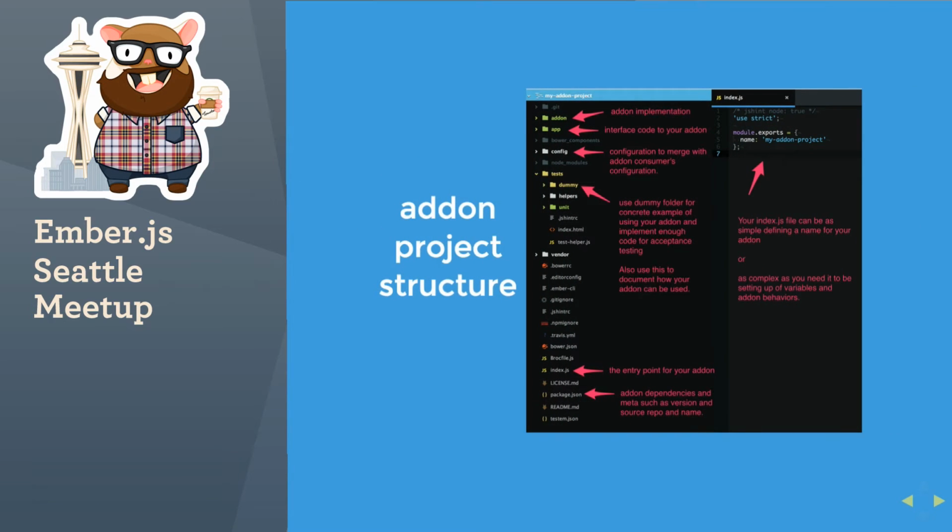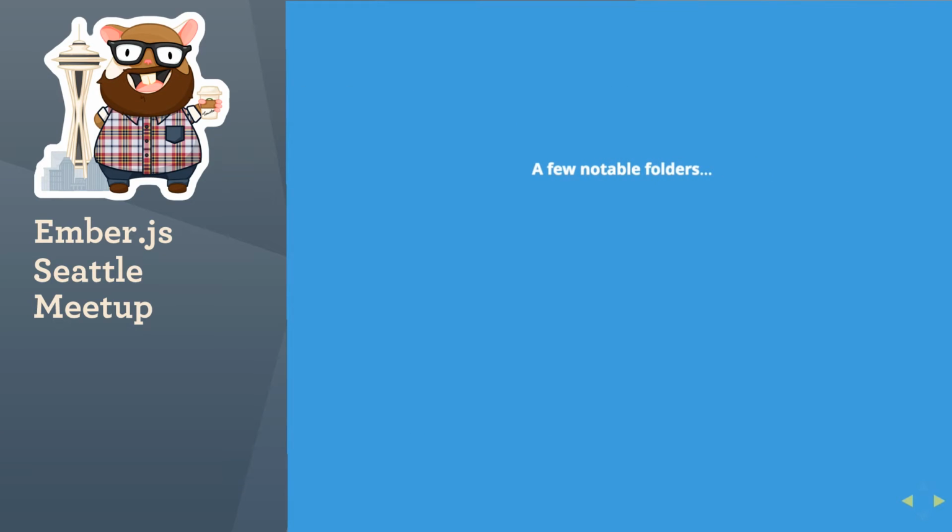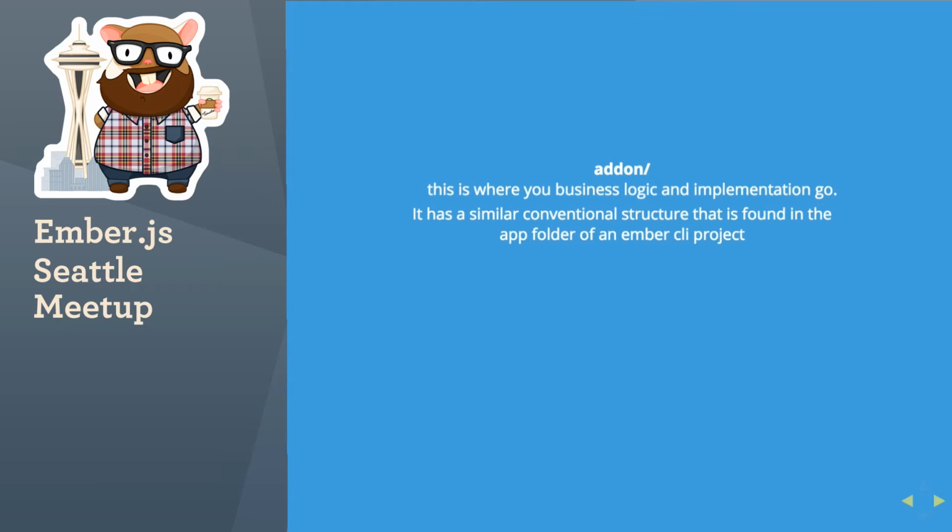Probably can't read this very well, but basically there's an example. It looks very much like a normal Ember-Cli project, except that it's got a little add-on folder and a bunch of other defined files. And I'll get into the details one by one. So there's a few important ones to focus on here.